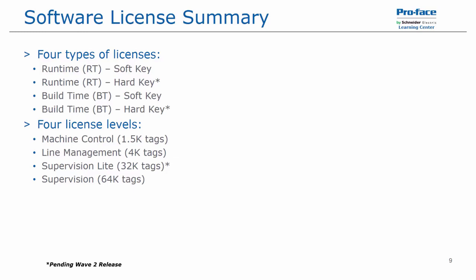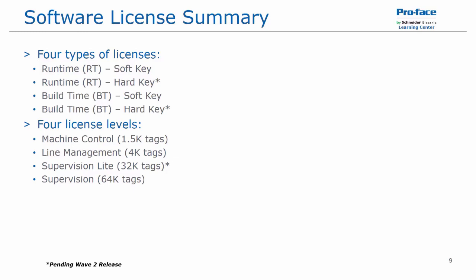So for example, if you have a 4,000 tag license, you can open or run project files with a 4,000 tag count or less. And there is no limit to the number of applications that can be opened by the software. Just as a side note, only one instance of the build time and runtime can be opened or running at a single time. And the software installation is independent from the license purchased.